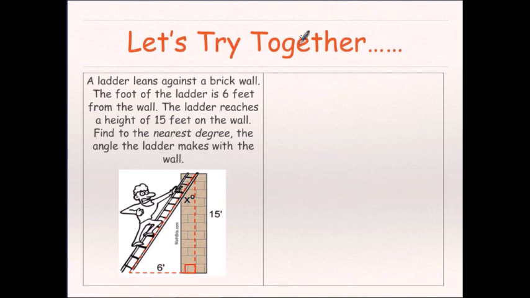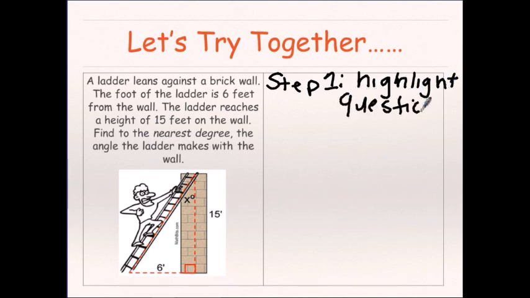So here, step 1 is to highlight the question. It says find to the nearest degree the angle the ladder makes with the wall. So that's what we're trying to find. Okay, step 2, draw a picture.